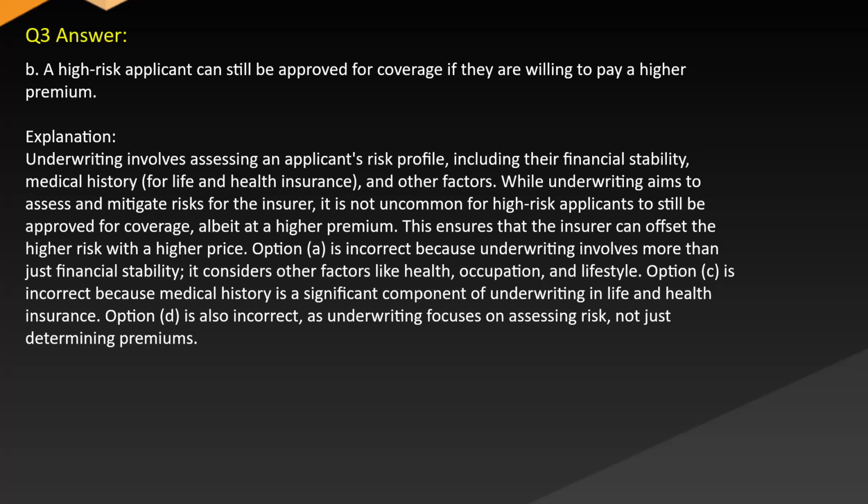Explanation. Underwriting involves assessing an applicant's risk profile, including their financial stability, medical history for life and health insurance, and other factors. While underwriting aims to assess and mitigate risks for the insurer, it is not uncommon for high-risk applicants to still be approved for coverage, albeit at a higher premium. This ensures that the insurer can offset the higher risk with a higher price. Option A is incorrect because underwriting involves more than just financial stability. It considers other factors like health, occupation, and lifestyle. Option C is incorrect because medical history is a significant component of underwriting in life and health insurance. Option D is also incorrect as underwriting focuses on assessing risk, not just determining premiums.